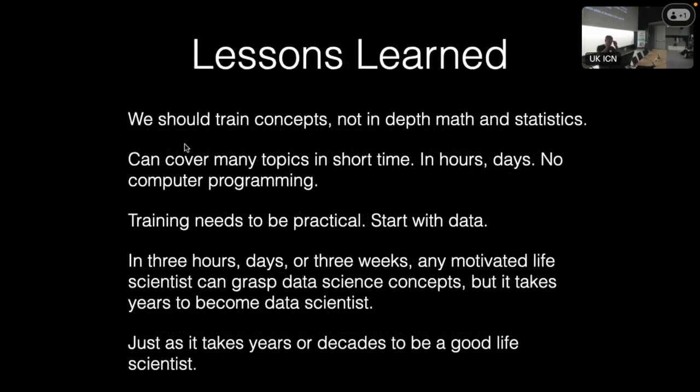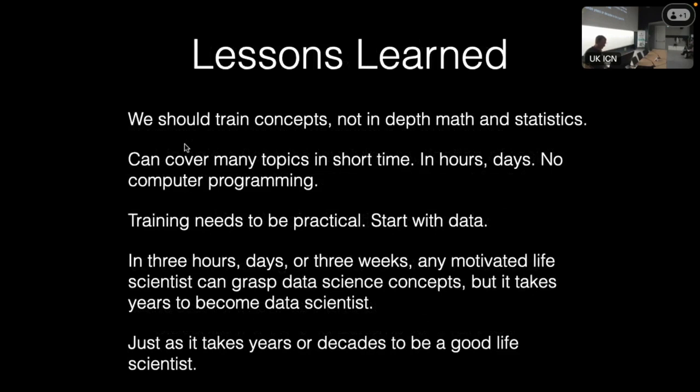And I think we should train concepts and not in-depth math and statistics. Of course, not for the data scientists. The data scientists should know math and statistics and be fluent in programming, right? But everybody else, we should train concepts first. With this kind of training, we can cover many topics in very short time. Like in 1 hour, I can cover almost the entire space of concepts in machine learning, right? I'm not saying that the person on the other side will be fluent in that, but at least they will have knowledge of what to do, right? And they will have practical knowledge of how this is applied. Training needs to be practical.